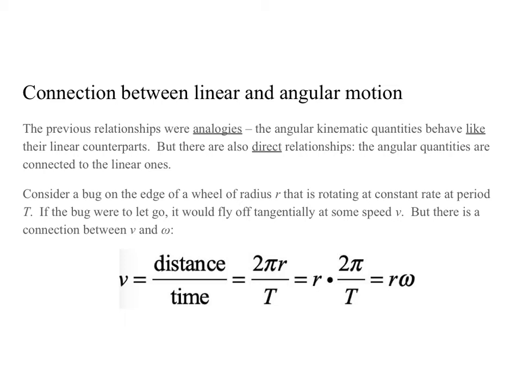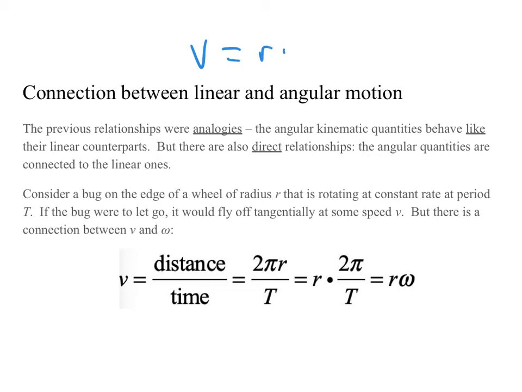All right, consider a bug on the edge of a wheel of radius r rotating at constant rate with period T. If the bug were to let go, it would fly off tangentially at some speed v. But there must be a connection between v and omega, because v is the distance traveled in time, and as it goes around the circle once, it travels the distance 2 pi r, and it takes time capital T. Remember that capital T is defined as the time it takes to make one exact circuit. We can pull out the r, and we get 2 pi over capital T, but 2 pi over capital T was omega, so we get that v equals omega r. And that equation is going to come back. You're going to be using it over and over again. You're going to get used to it, hopefully.